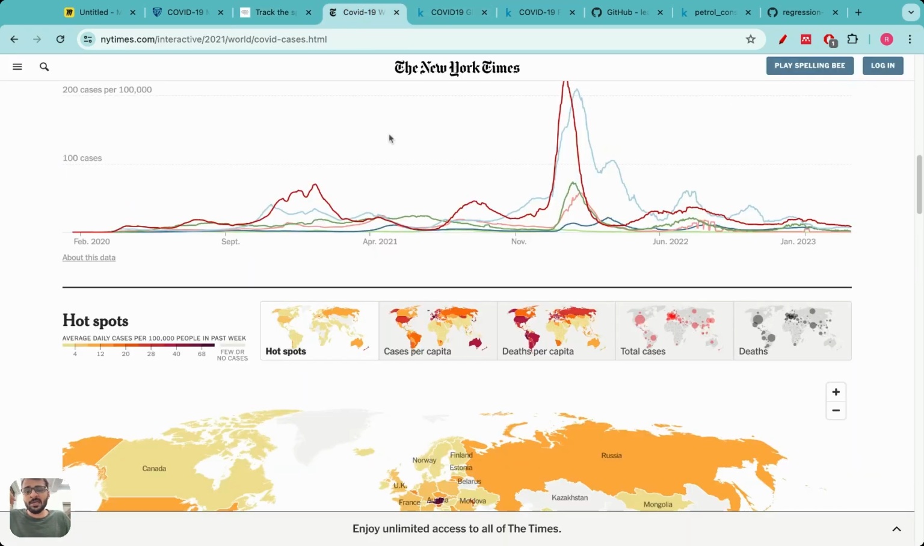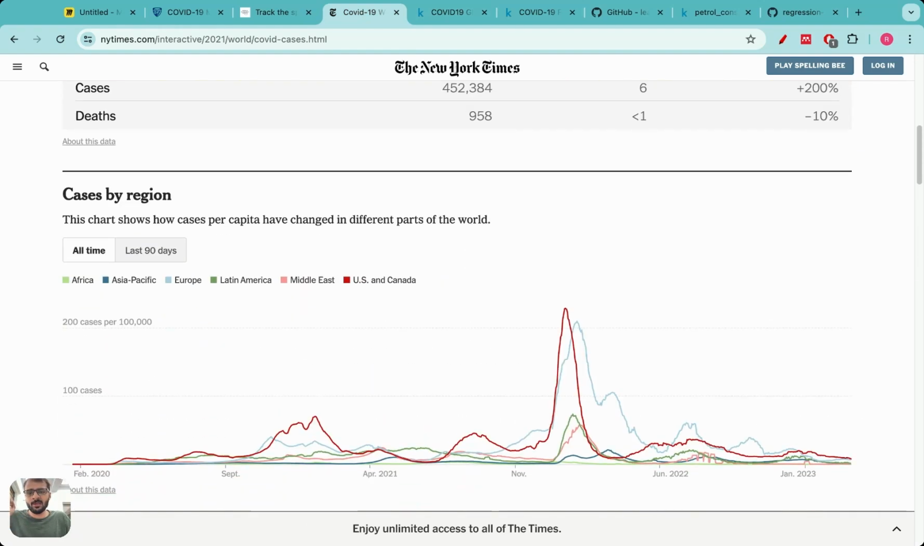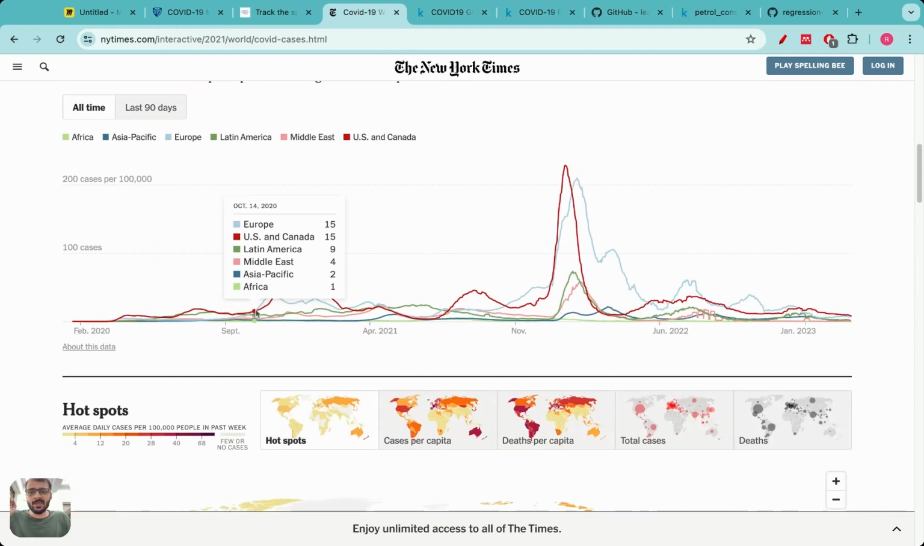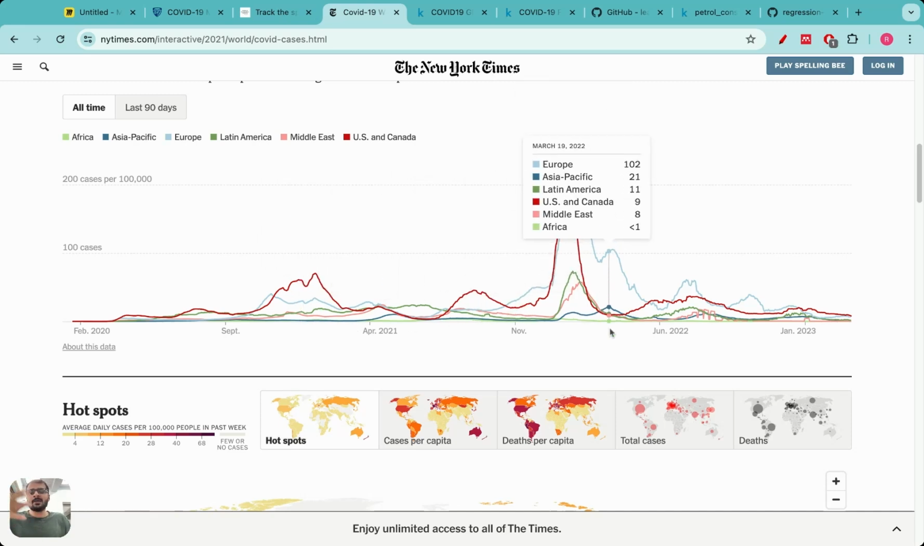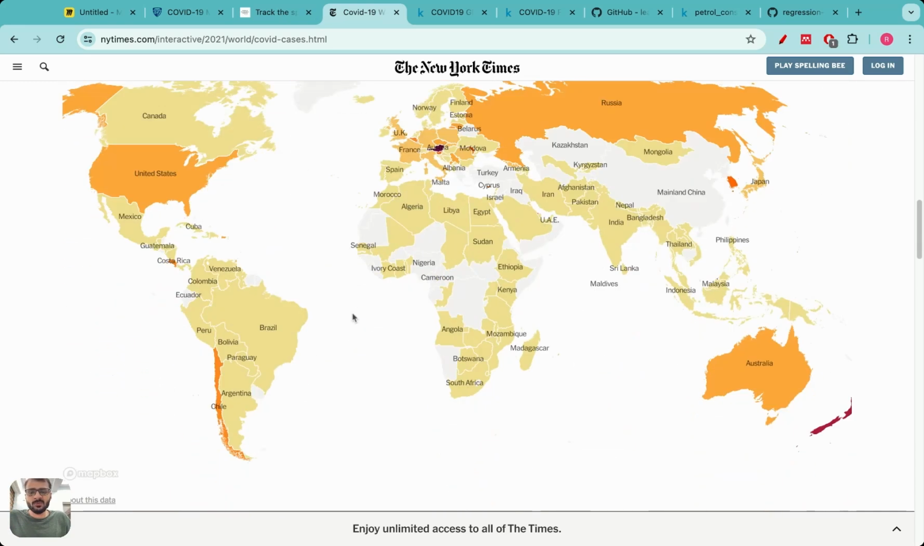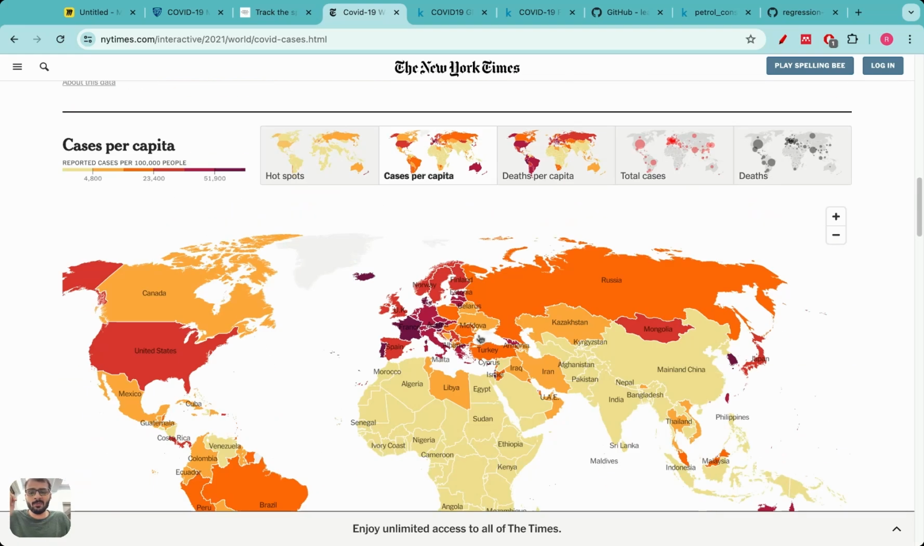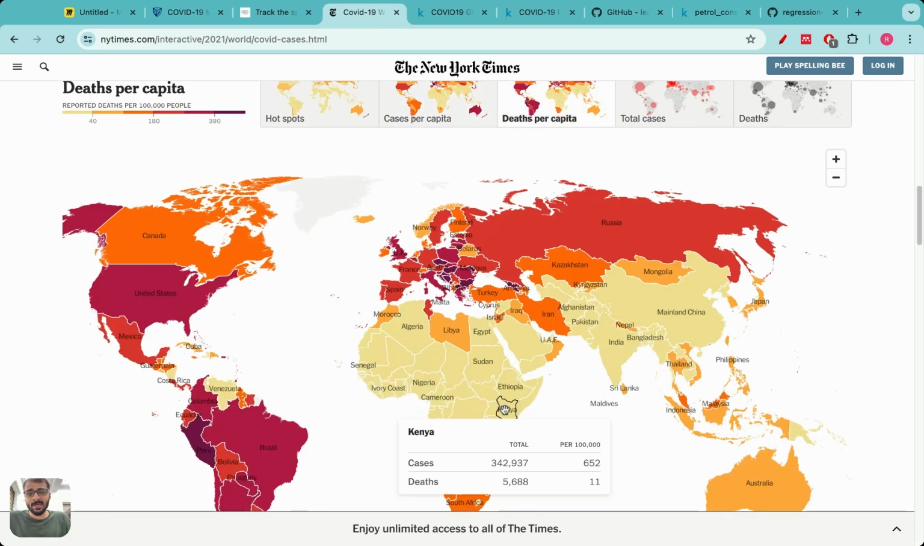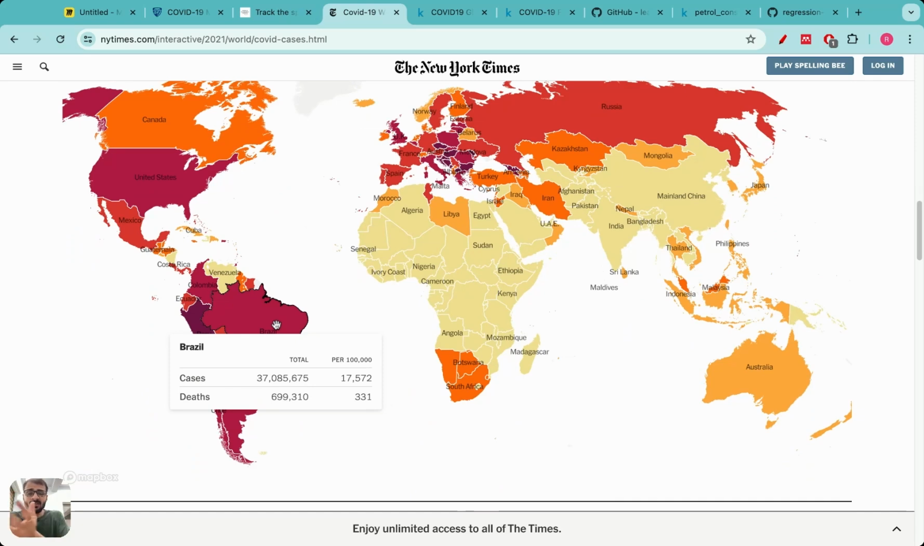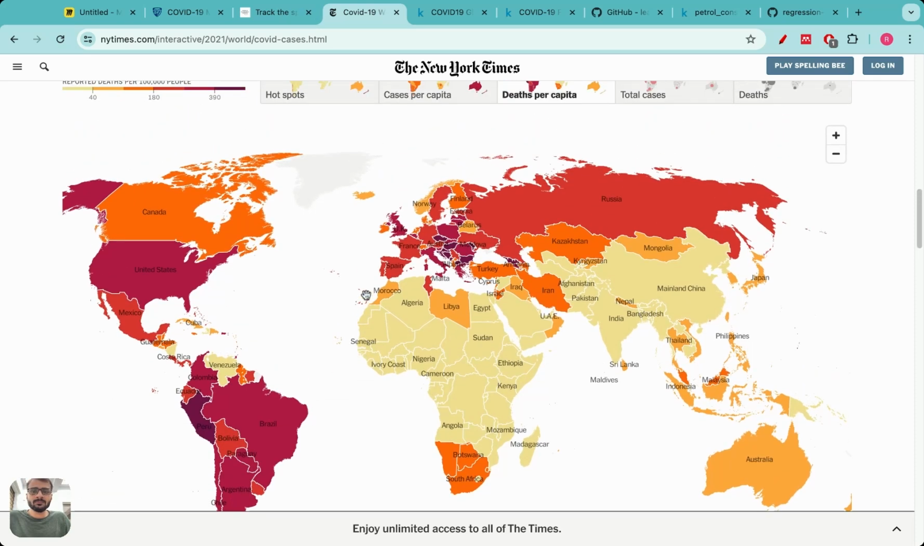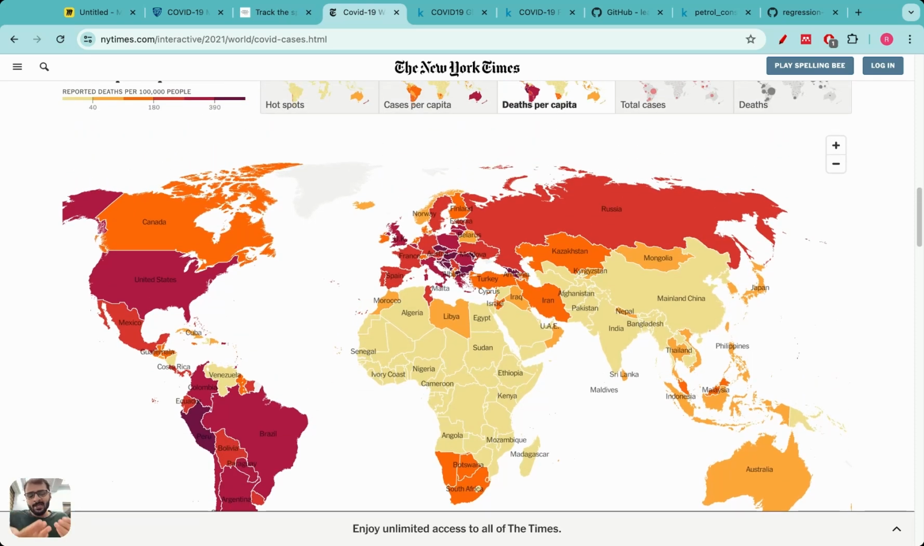The New York Times maintained a very nice data set about this. Here you can see how the infections varied in different continents of the world. There are multiple peaks, and here you can see the hot spots where the cases were maximum. You can even plot cases per capita, deaths per capita. You will see areas which are very dark in color, which means COVID-19 really had a huge impact in that particular area.